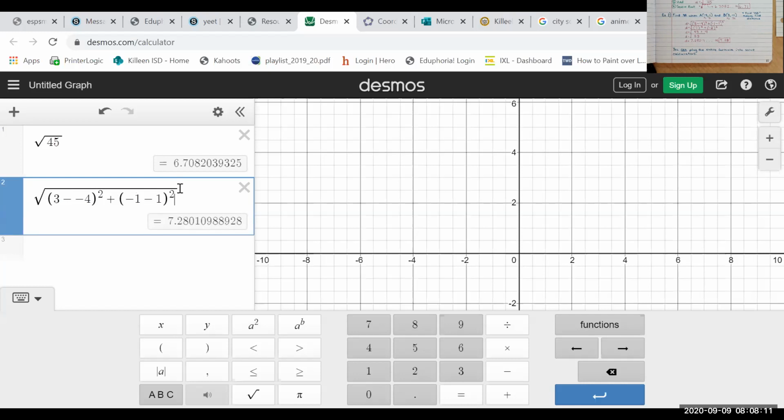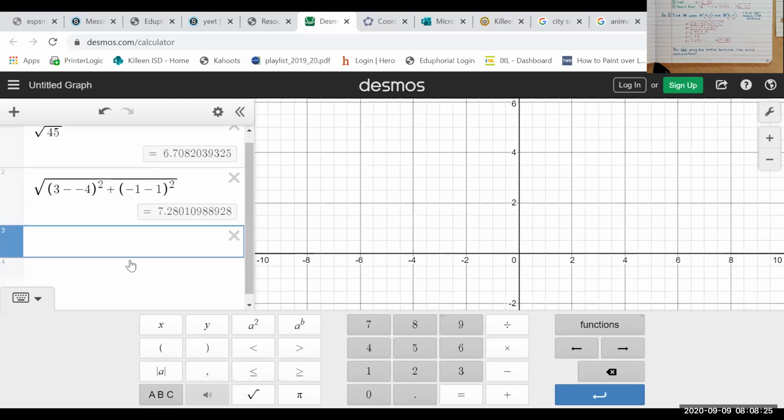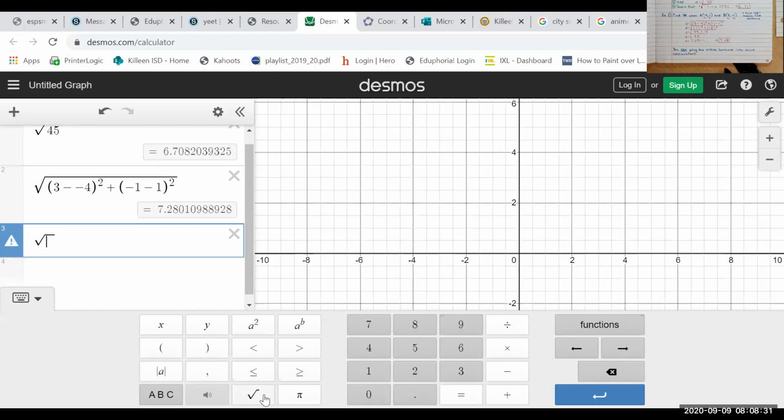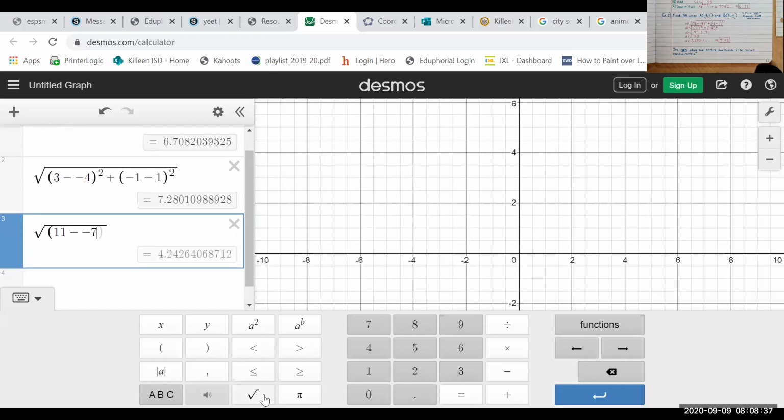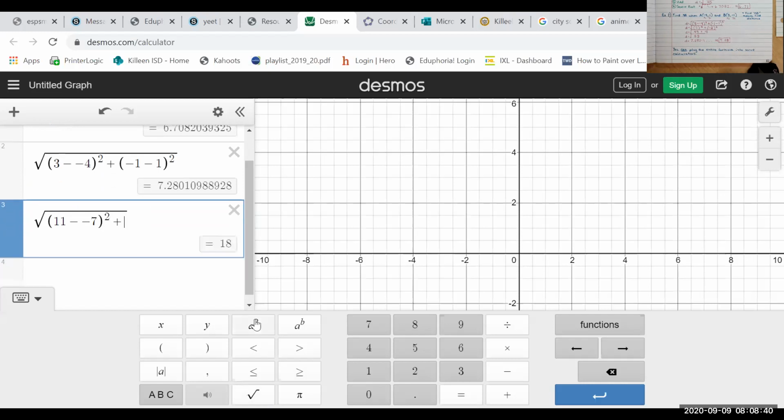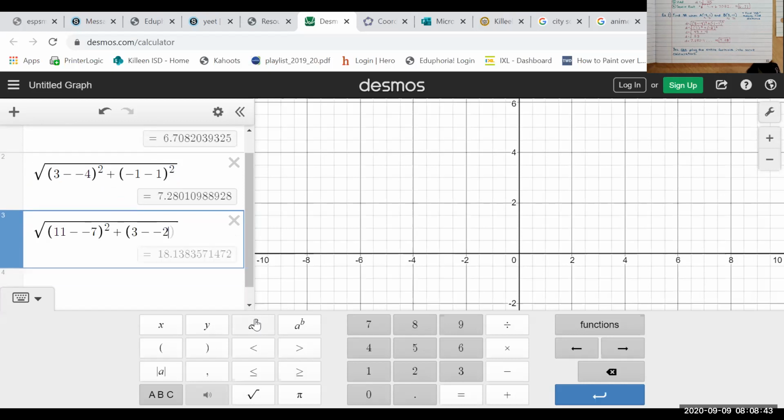That's part of why I think it's important to know the process by hand, because otherwise you won't really quite understand if your formula doesn't work out. But again, we can see here that we got 7.28011... So you're absolutely welcome to use a calculator like this in class and just put the entire problem in here. Doesn't matter what your numbers are, 11 minus negative 7 squared plus 3 minus negative 2 squared. You can put any single distance formula you come across in here and see how much faster that is.